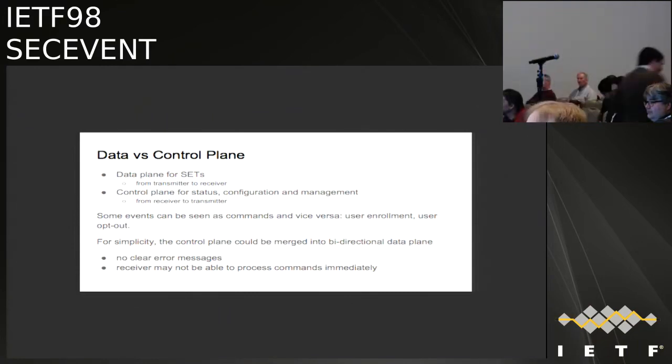There were discussions because some events can be seen both as commands for the control plane or as events that can be transmitted in the data plane, for example, a user enrollment or a user opt-out. And there were proposals, for simplicity, to drop the control plane and just have a bidirectional data plane. I think we decided not to do that. Some of the reasons I outlined there: data planes are not a good way to send commands, because there are no clear messages.